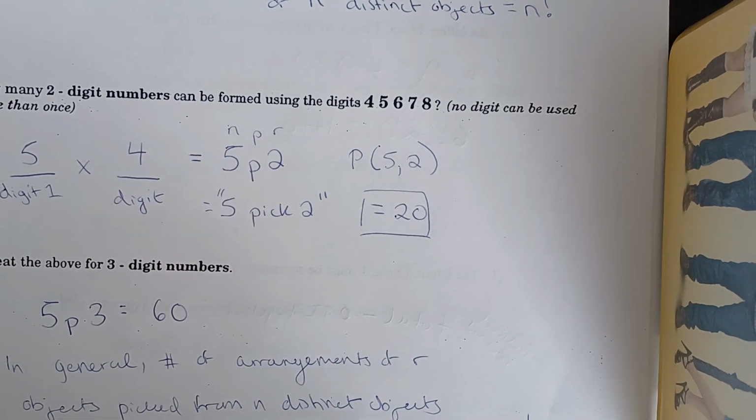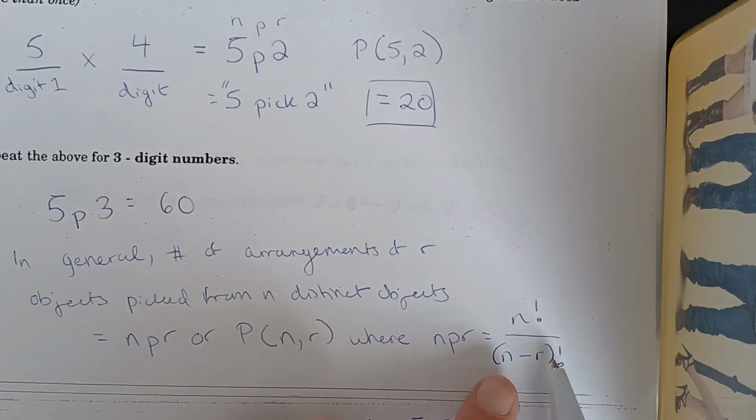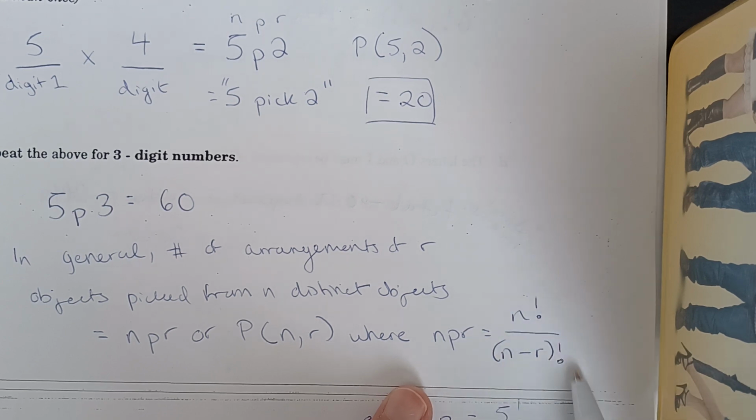Looking at your pick notation, or your pick formula, you would use your pick formula if you didn't have a calculator handy. Even if you didn't have a calculator with a pick function, you could always resort to this if your calculator has factorial.